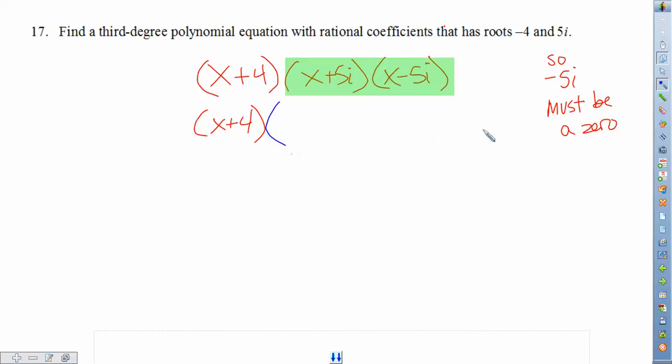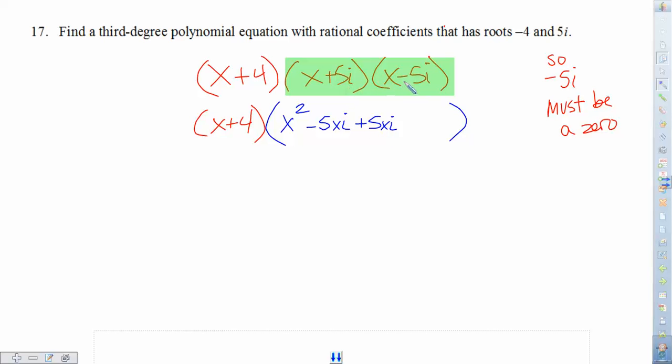So what we will get here, x times x, that's x squared. Outer would be negative 5 times x times i. The inner would just be a positive 5 times x times i. If you remember when we were dealing with these in the videos, those are going to add up to 0xi. That's good news for us. And then here's what happens next.